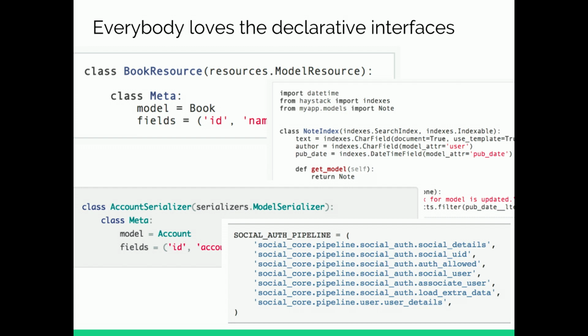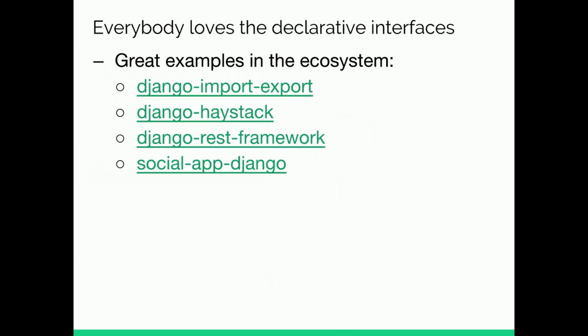And all of this happens declaratively with settings, with classes, with attribute settings. And this is very simple because it's declarative. You say what you want instead of how. So these are all great examples that are in the ecosystem, and we need to take inspiration from those.